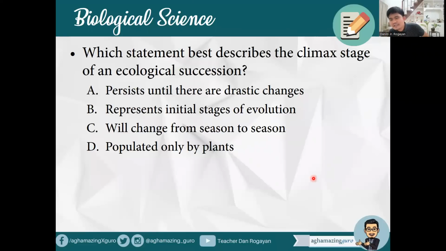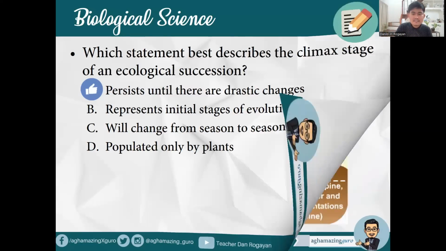Okay, very good. I can see A. I can see another A. Another A. That's correct. It persists until there are drastic changes. Hanggang walang disturbance, hanggang walang sunog, hanggang walang ecological disturbance, mga typhoon or kung ano pa man, na mga dilubyo, patuloy na magfo-flourish ang climax community. Okay? Pag nagkaroon ng dilubyo, magkakaroon na tayo ng secondary succession.